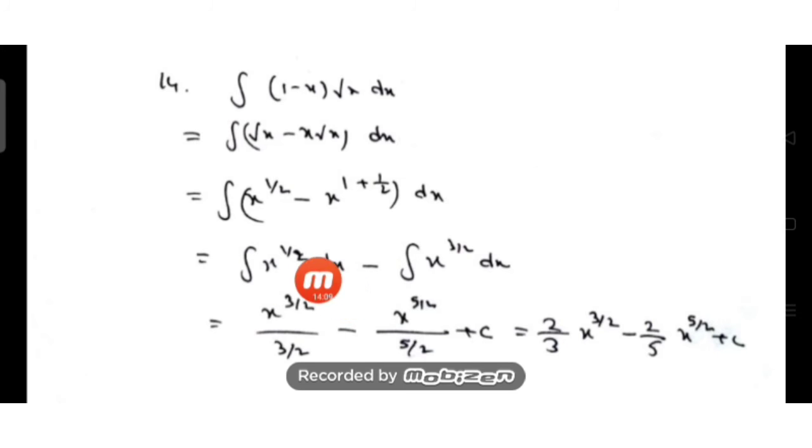Applying the formula, half plus 1, that is 3 by 2, divided by 3 by 2. 3 by 2 plus 1, 5 by 2, divided by 5 by 2 plus c, taking reciprocal, 2 by 3. And this is also the result we have got.